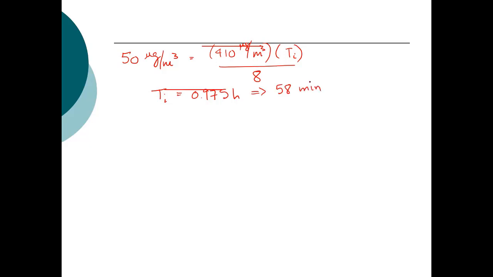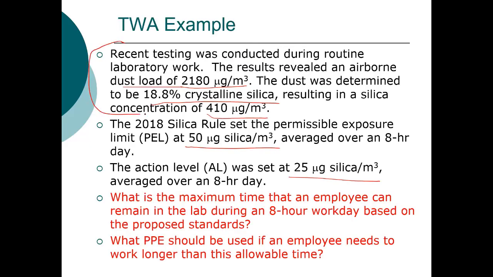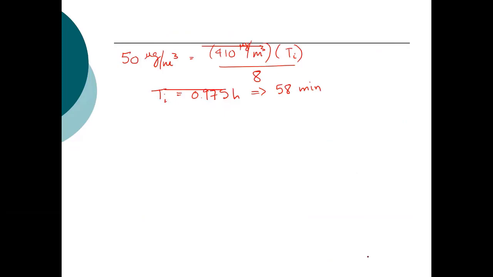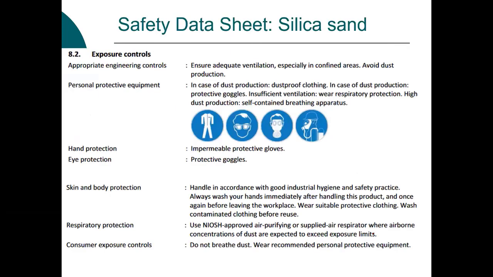So what that tells you is that under this situation, if this were the condition, that worker can remain in this environment for no more really than 57 minutes. So 58, they're going to be at that limit. That's the most that they can stay in that environment. So the second question is, what protective gear, what PPE do they need? Again, here's the safety data sheet. What does the safety data sheet say?